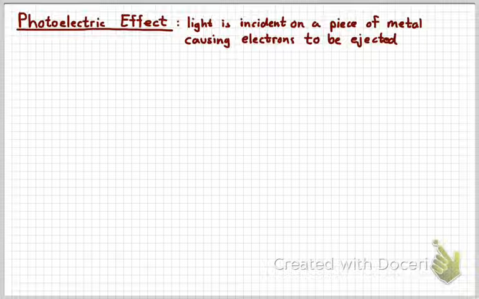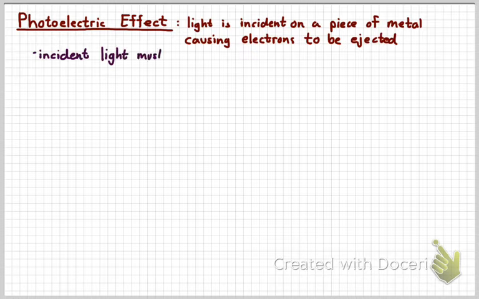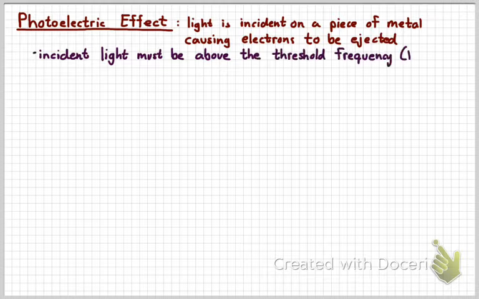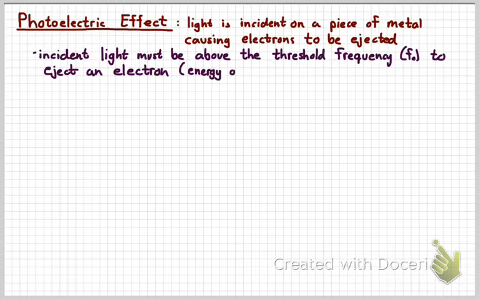This is what your solar cells in a battery-less calculator do, or the solar panels that are on top of the school zone signs. They create a current from light shining on a particular metal, and electrons are ejected from it. Now, the incident light will only cause electrons to be ejected if it's above a certain frequency. And this certain frequency is referred to as the threshold frequency.